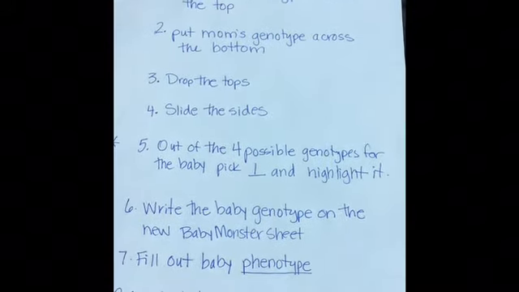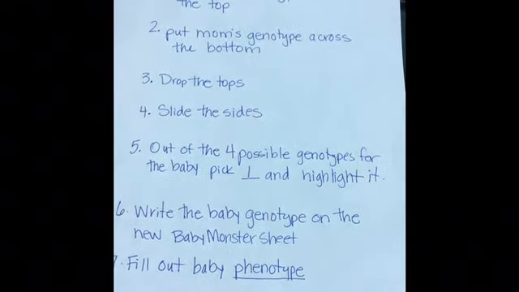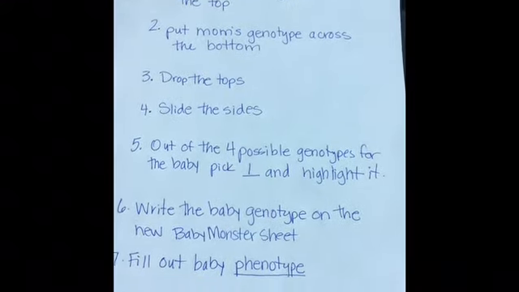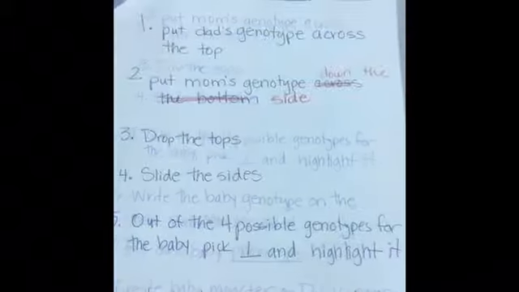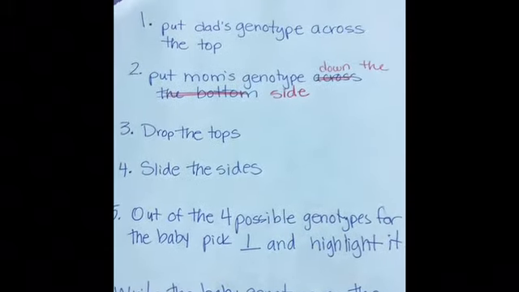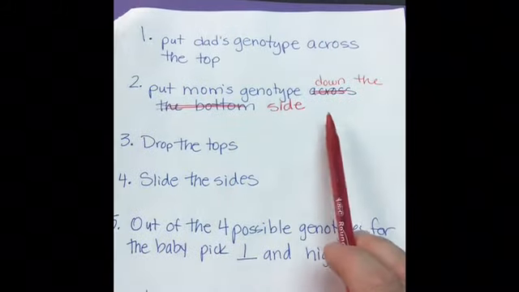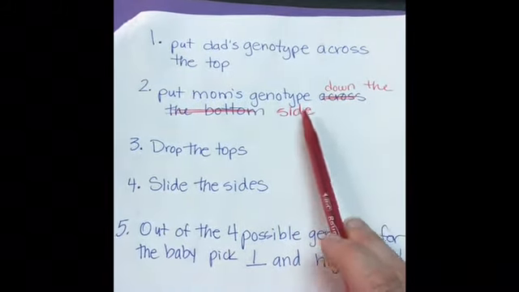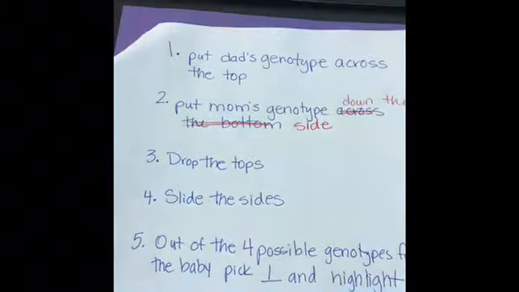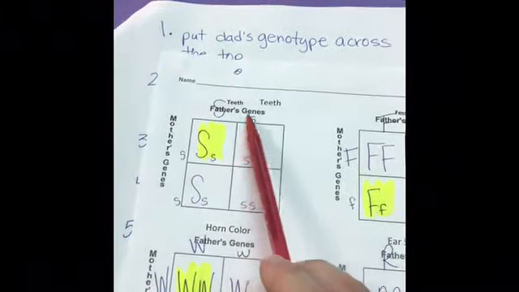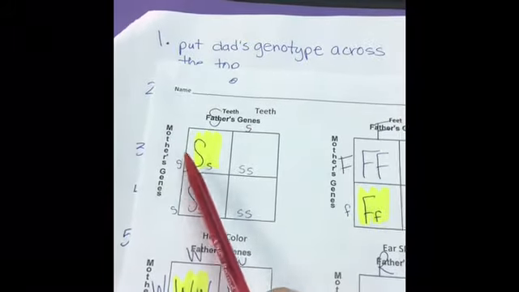Remember last week you flipped a coin to see whether you had a boy or a girl, so make sure you name your baby monster appropriately. I apologize, I do want to make a note in part 2. Instead of across the bottom, it should say put mom's genotype down the side. Remember, dads go across the top, moms go down the side.